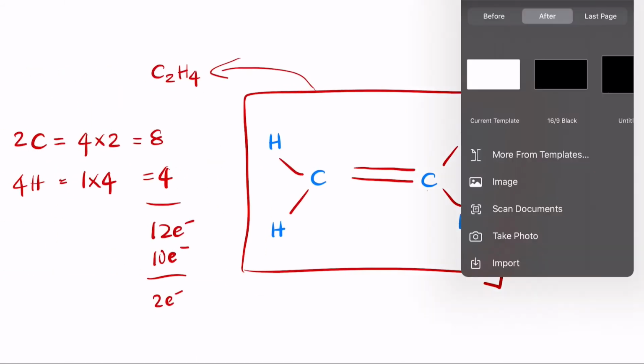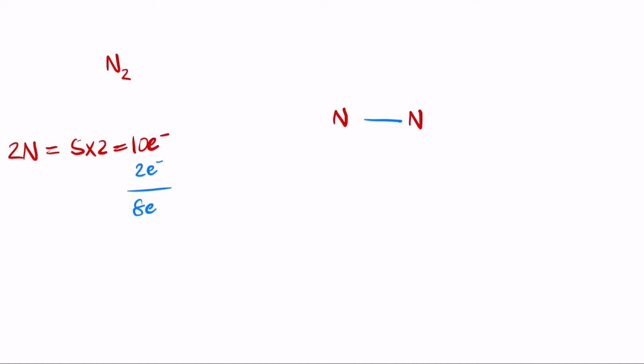Next, let's try another molecule, which is nitrogen, N2. Nitrogen is a group 5 element, so it has 5 electrons. There are 2 nitrogens, so 5 times 2 is a total of 10 electrons. So we have nitrogen and nitrogen. Let's draw one single bond first. So when you draw one single bond, fine. Now we have 2 electrons gone, so there are 8 electrons left.